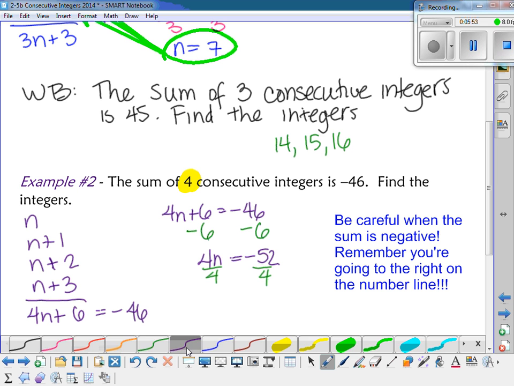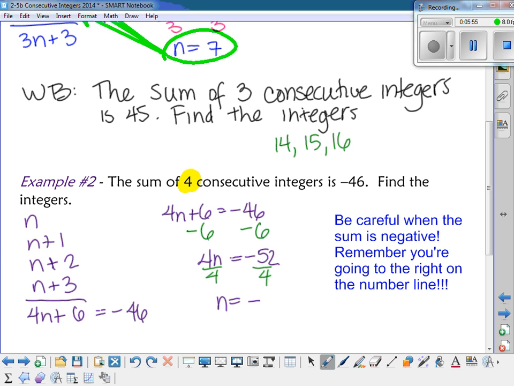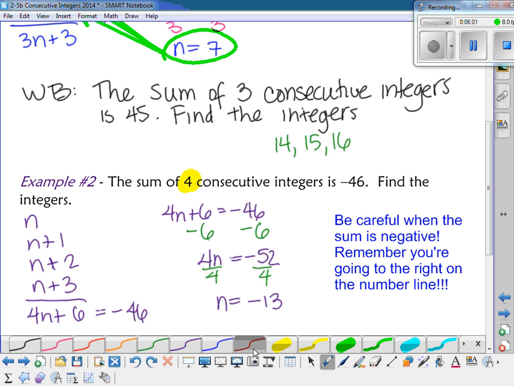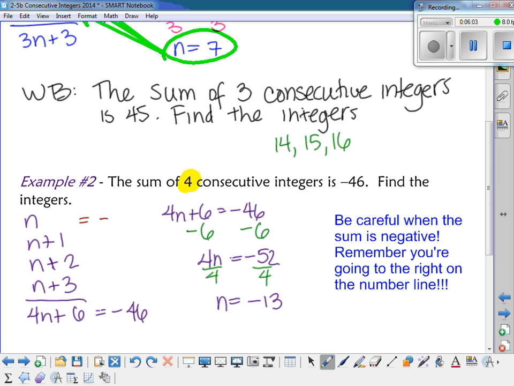And yes, n would equal negative 13. Okay, so again, don't drop that negative sign. It's part of the answer. So now I take that negative 13 and I come over here and I plug it in. So n is negative 13.